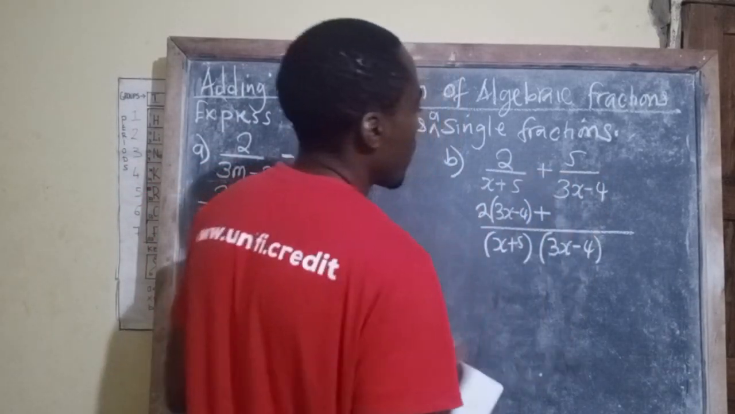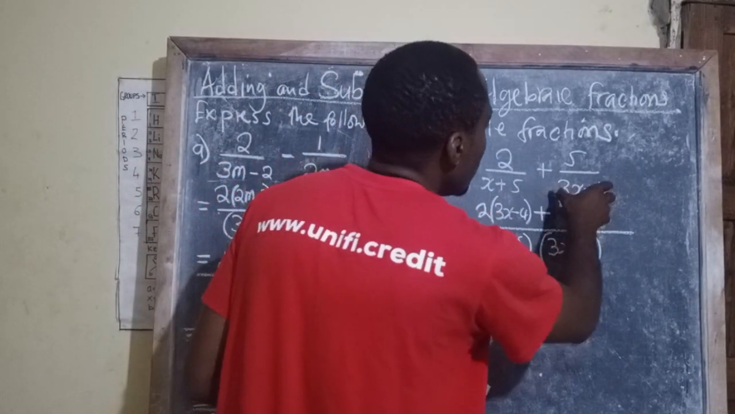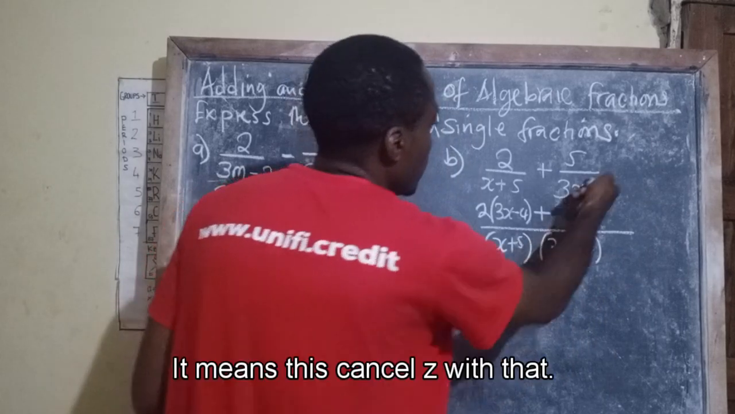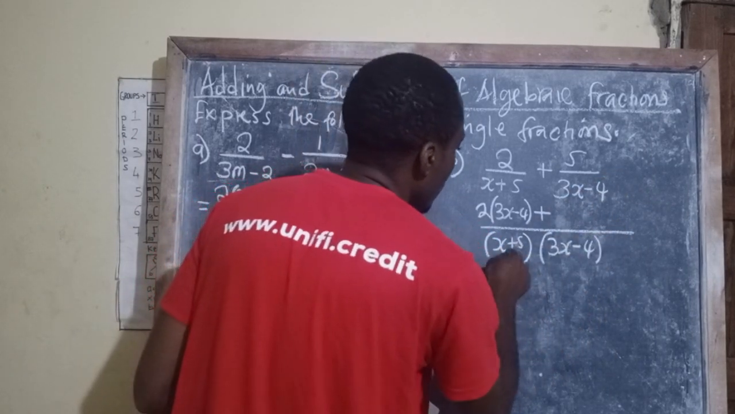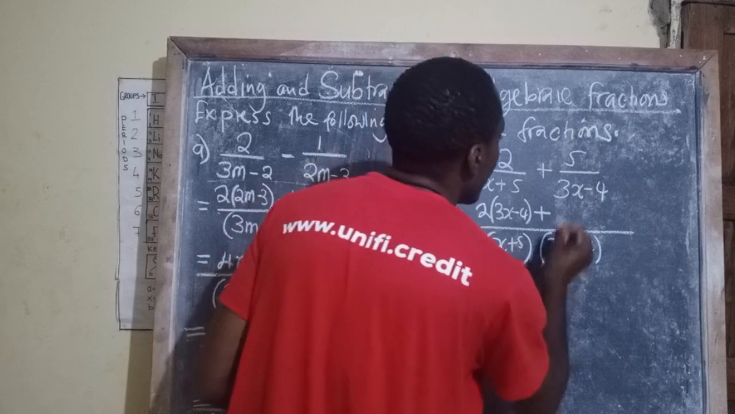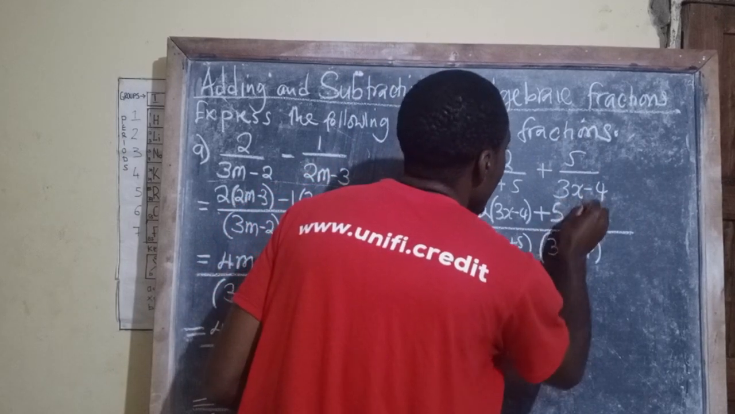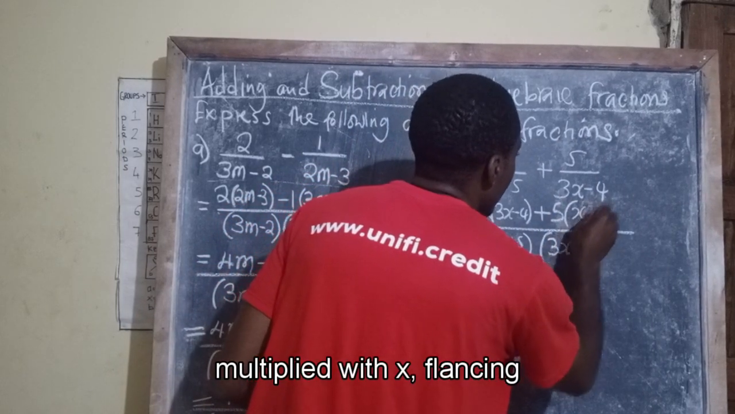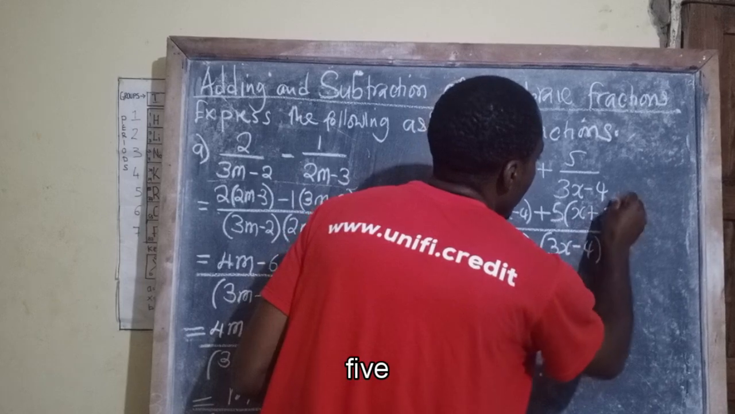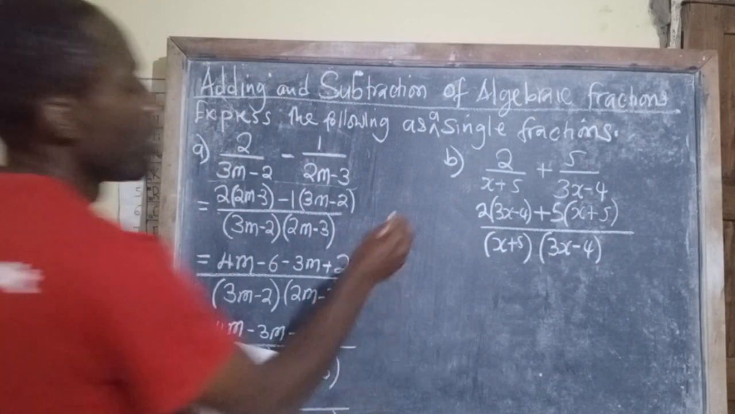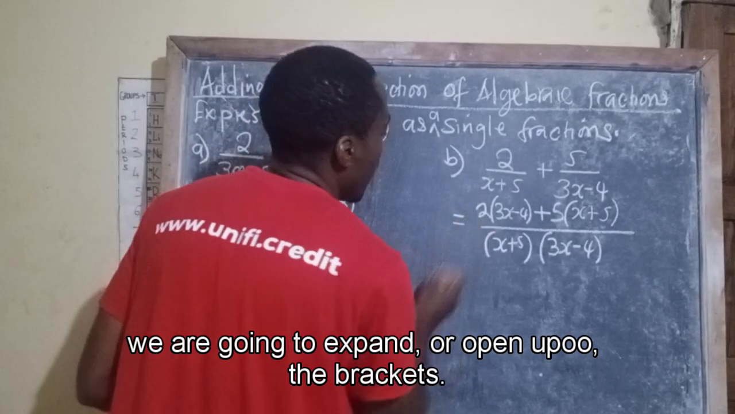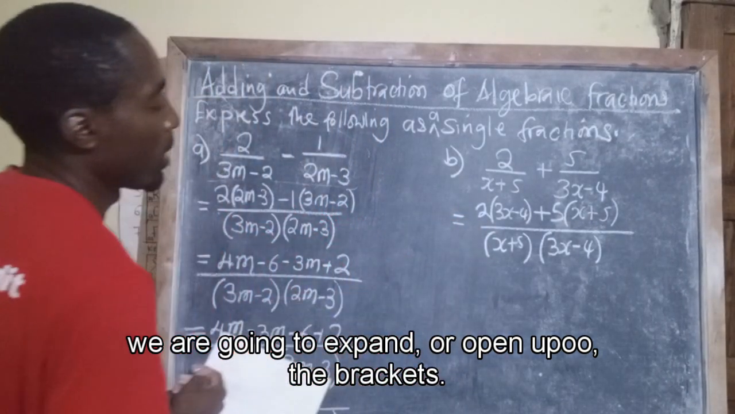Now we go to this part again. Here we do the same. This divide into that. It means this cancels with that. So we remain with this. Then this times the numerator 5. So it will be 5 multiplied with x plus 5, like that. Okay. Then from here we are going to expand or open up the brackets.